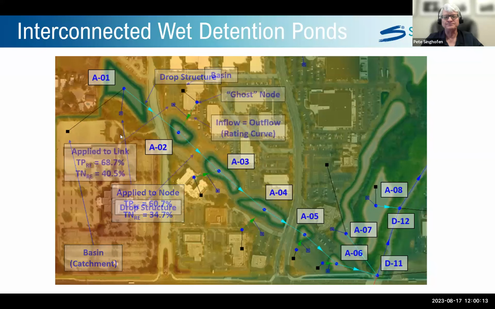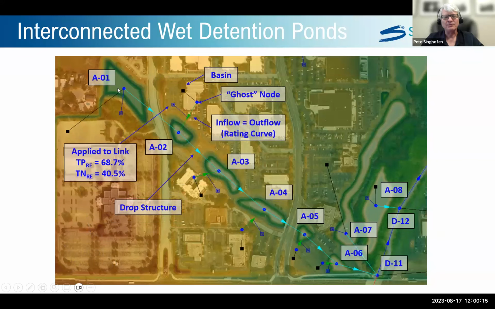That's pretty simple. The problem is the water that has been cleaned up, shall we say, here, ends up in this one. If we apply similar removal efficiencies to that pond, it's going to remove it not only for the runoff, but also for the discharge coming from the upstream pond, which would not be appropriate.